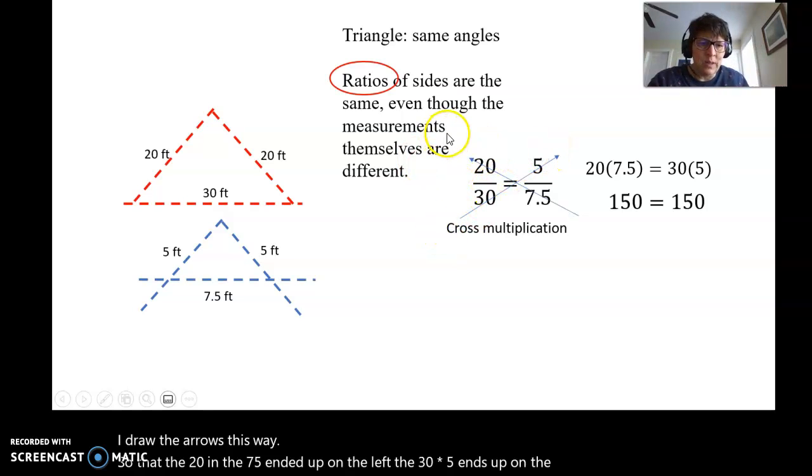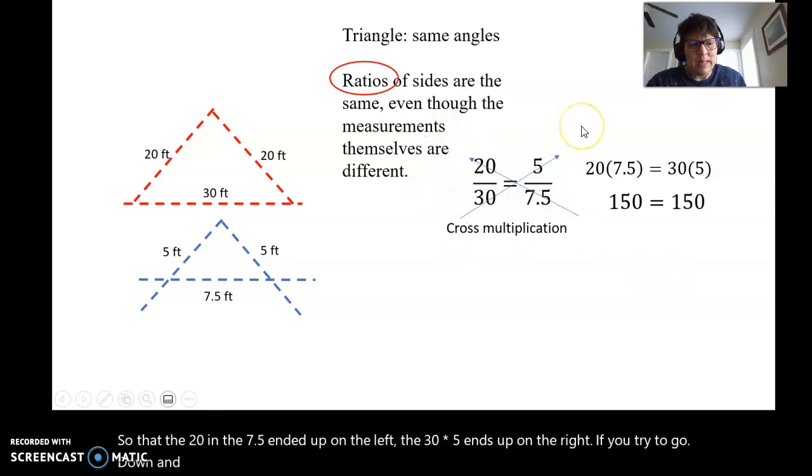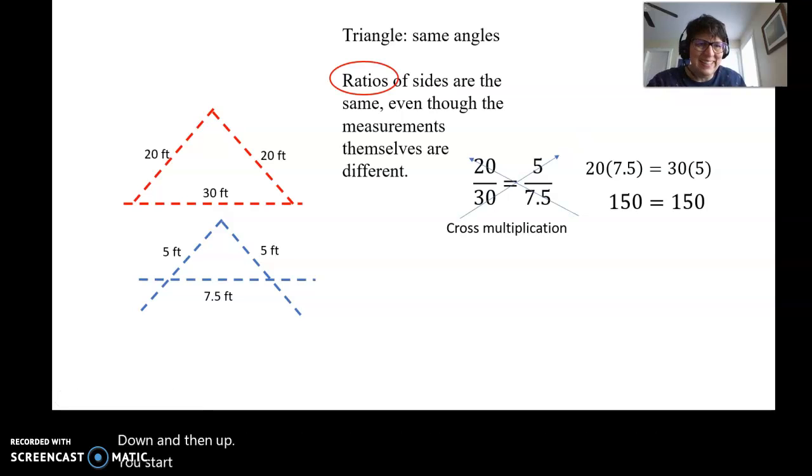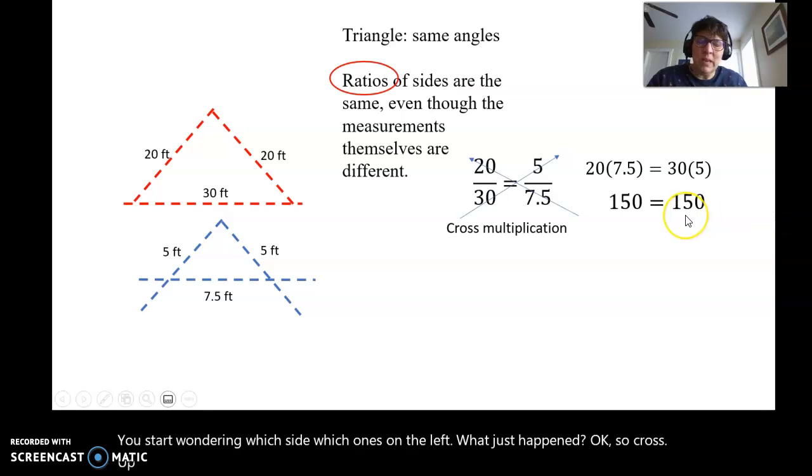If you try to go down and then up, you start wondering which one's on the left. So cross, up. And we end up with 150 equals 150. These ratios are the same.